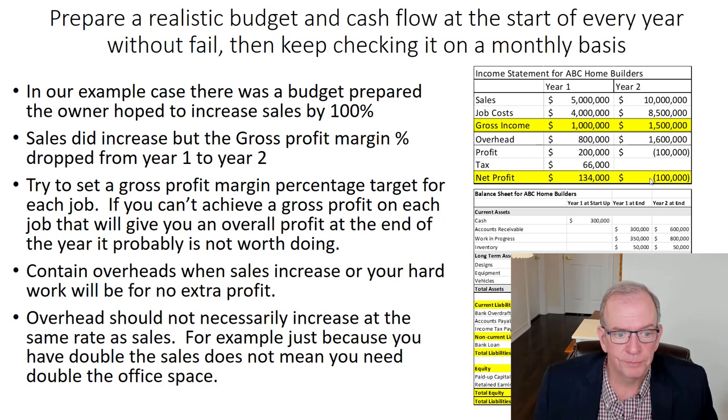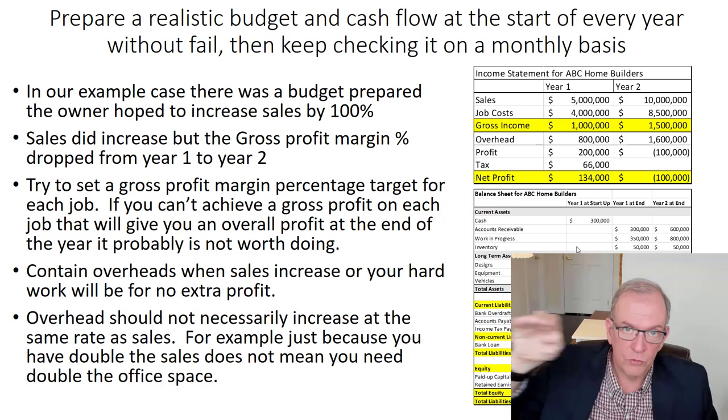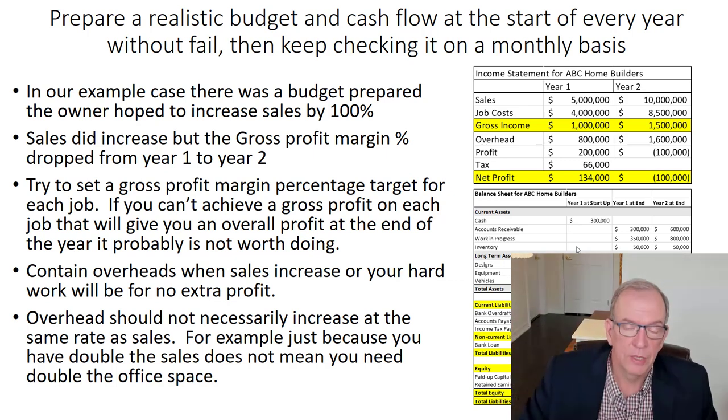Perfect example, and I've mentioned it already. Overhead should not follow in a linear alignment with sales. So it should not double when sales double. It may not have to move very much at all. But in certain cases, when you reach a certain stage, you're going to have to increase. I've got to hire a new person, that's going to increase it.